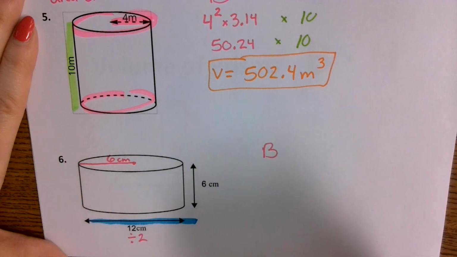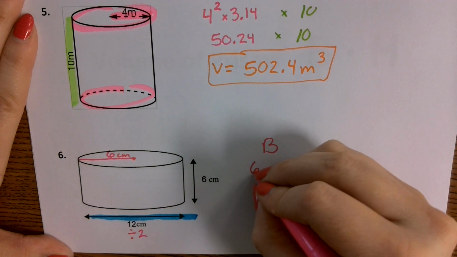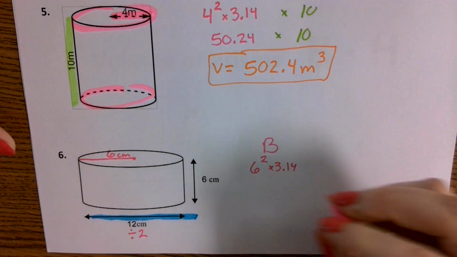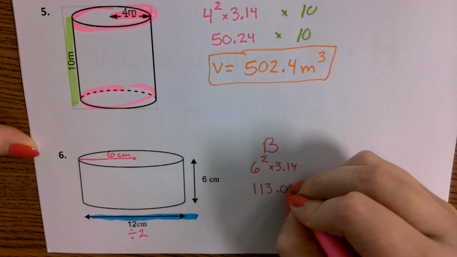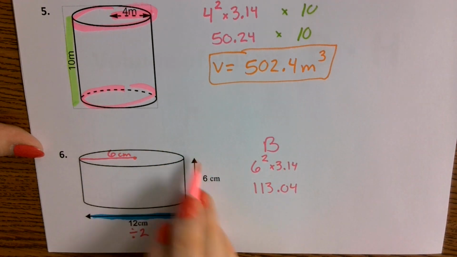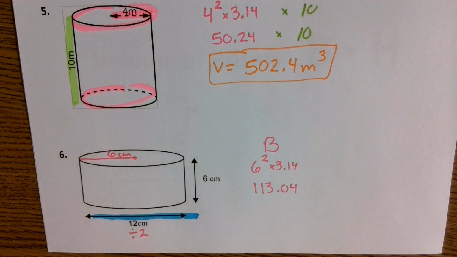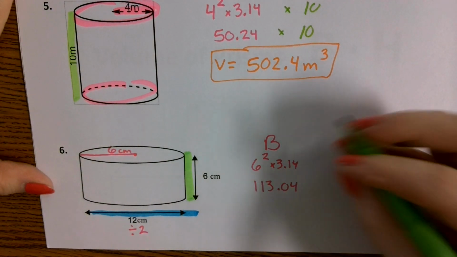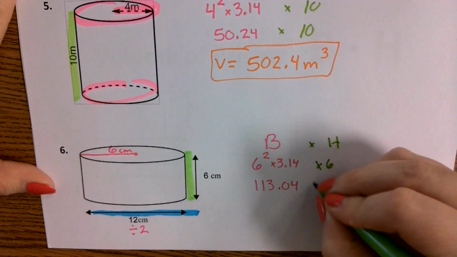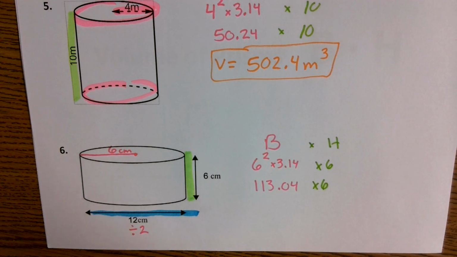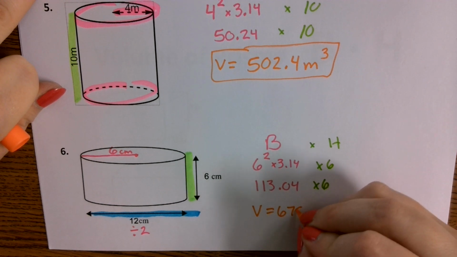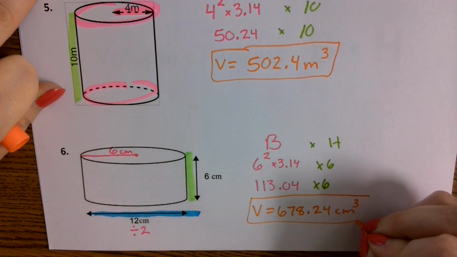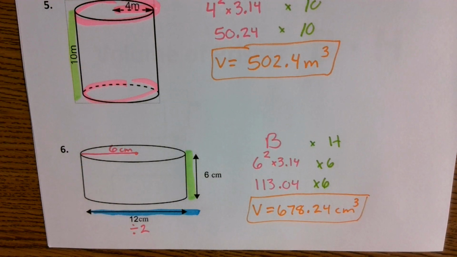So when we're finding the area of that base, we're going to do 6 squared, which is 36, times 3.14, and that's going to come out to 113.04. That's the area of the circle. We then multiply it by the height of the prism, which was 6. So we're going to multiply it by the height of 6, and that will give us our volume. Volume is going to be 678.24 centimeters cubed.